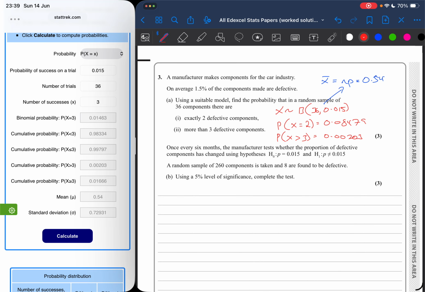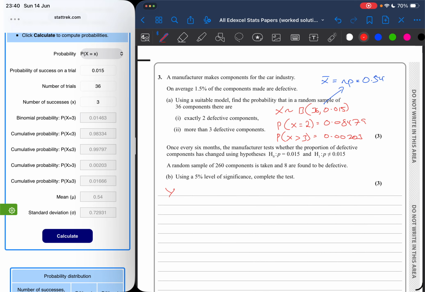Lovely. Let's keep going. Once every 6 months, the manufacturer tests whether the proportion of defective components has changed. Okay, hypothesis test, yeah. A random sample of 260 is taken, and 8 are found to be defective. So, using a 5% level of significance, complete the test. It's a very big sample size. I wonder if we need to do a continuity correction.